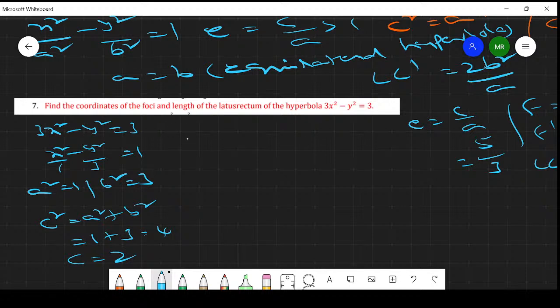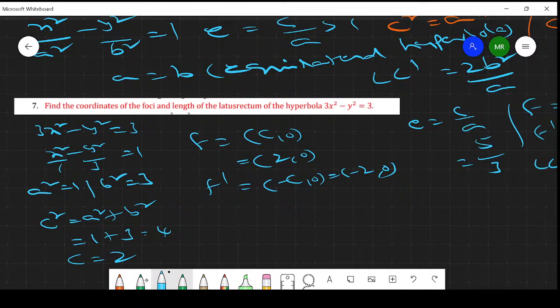They are asking for the foci. F is equal to (c, 0), so you will get (2, 0). F dash is (minus c, 0), which will be (minus 2, 0). This is correct for this problem, because it is different for each problem.